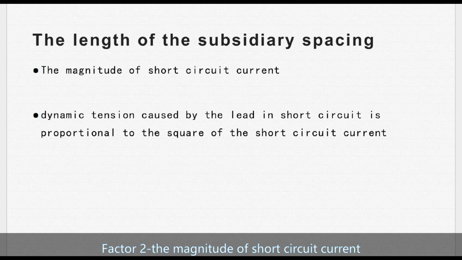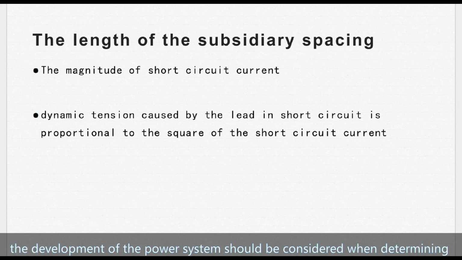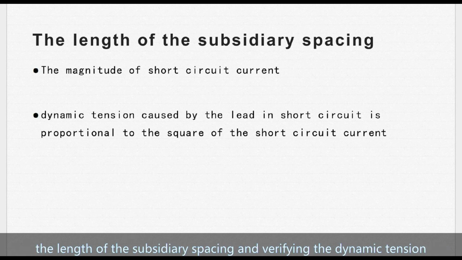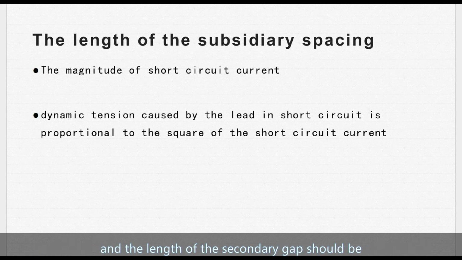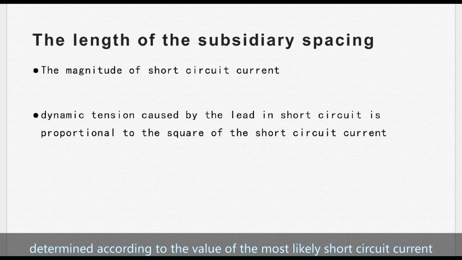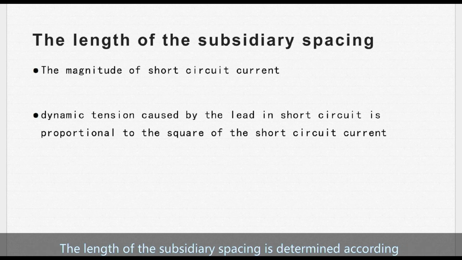Factor 2. The magnitude of short circuit current. Since the dynamic tension caused by the lead in short circuit is proportional to the square of the short circuit current, the development of the power system should be considered when determining the length of the subsidiary spacing and verifying the dynamic tension, and the length of the secondary gap should be determined according to the value of the most likely short circuit current.